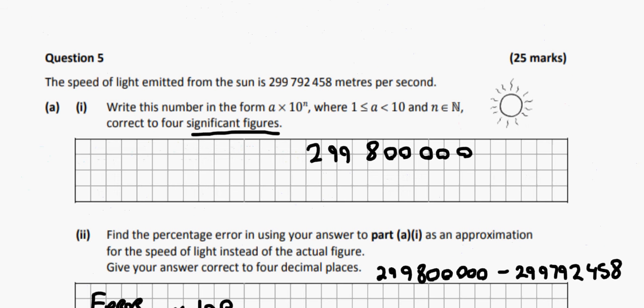Question 5 already. Right. 4 significant figures means you have to round it off. Round this up to 299,800,000. Everybody see that? 299,800,000. That's 4 significant figures. Everybody cool with that? Then, if I put a number 1 at the end here, how many significant figures would I have now?